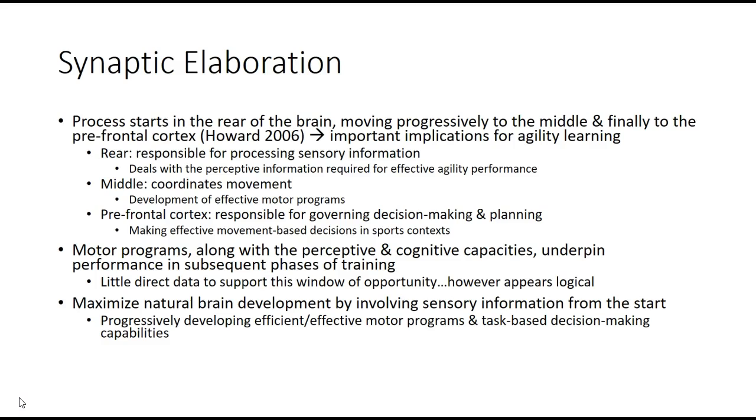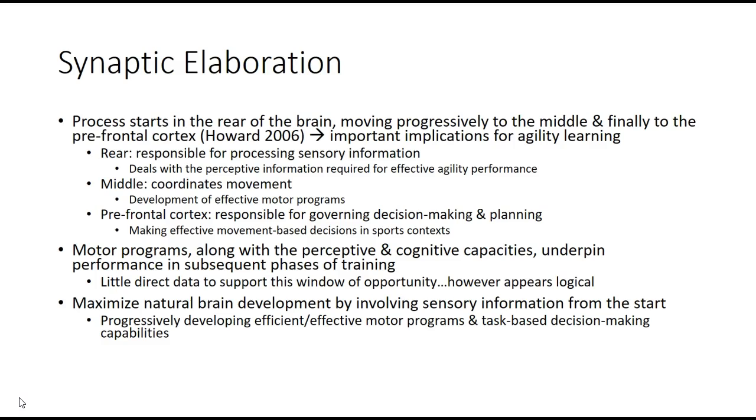So synaptic elaboration is a process that starts in the rear of the brain, and then it moves to the middle, and finally to the prefrontal cortex. This particular sequence of synaptic elaboration has important implications for agility learning, because the rear part of the brain is responsible for processing sensory information. It's also involved in dealing with the perceptive information required for effective agility performance.